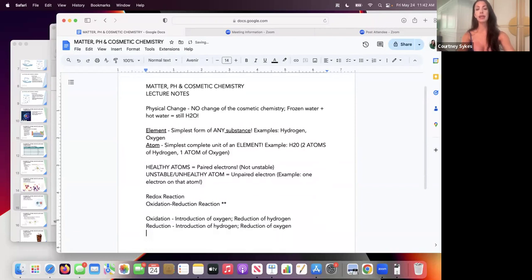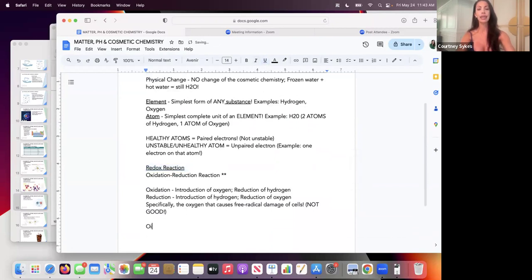And specifically the oxygen, let's be specific here, specifically the oxygen that causes free radical damage of cells. So this is not good, right? So oxidation is not good. We don't want that to happen. In fact, oxidation is how metal turns into rust. Okay, one example. It's also how our cells die and ultimately cancer occurs, right? So oxidation is not a good thing. We don't want to see this happen to our cells.